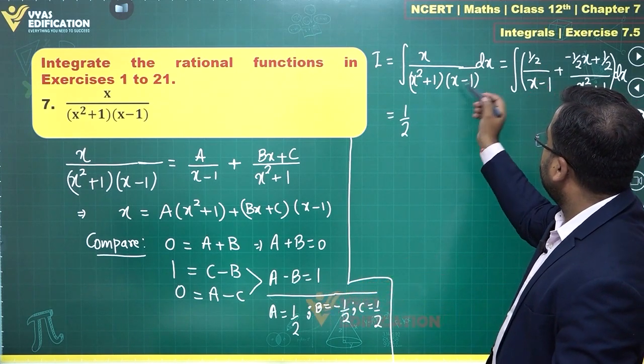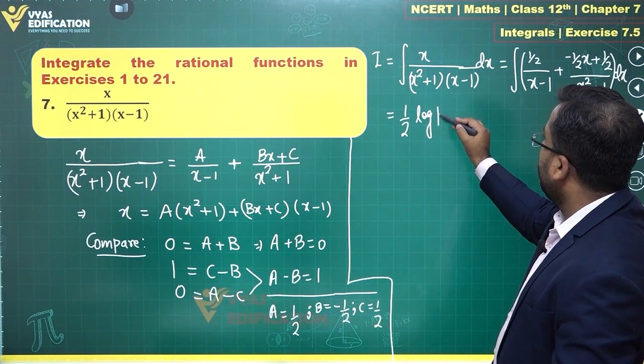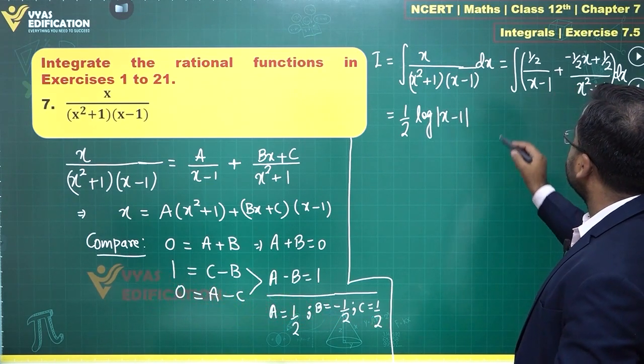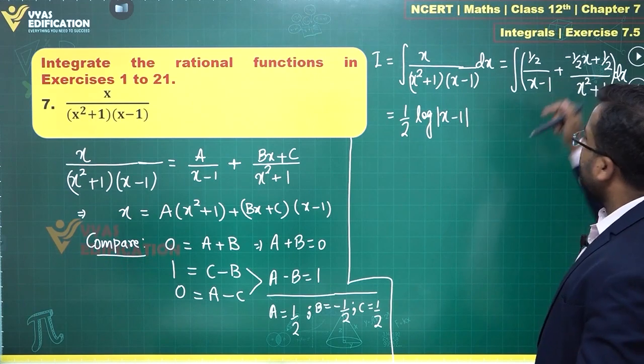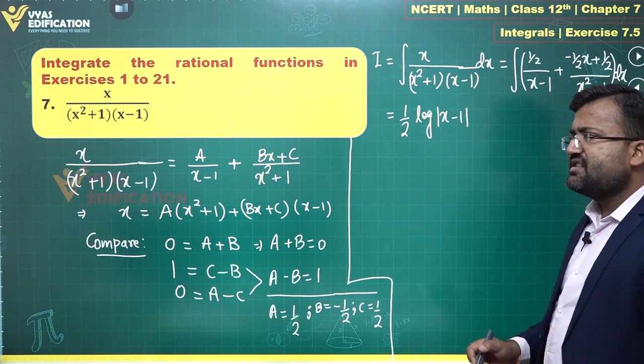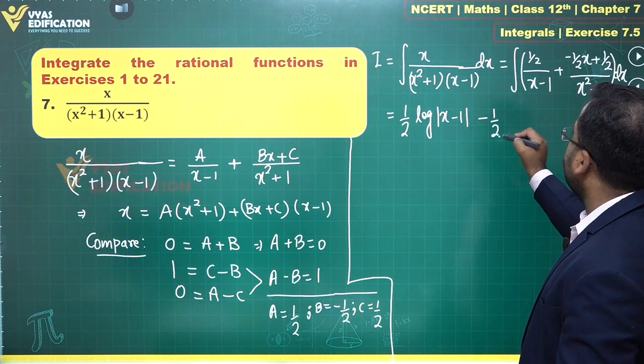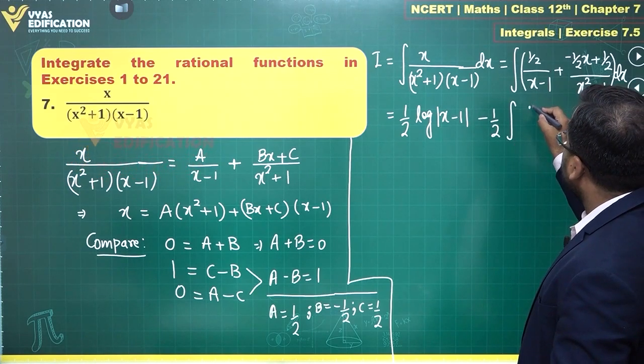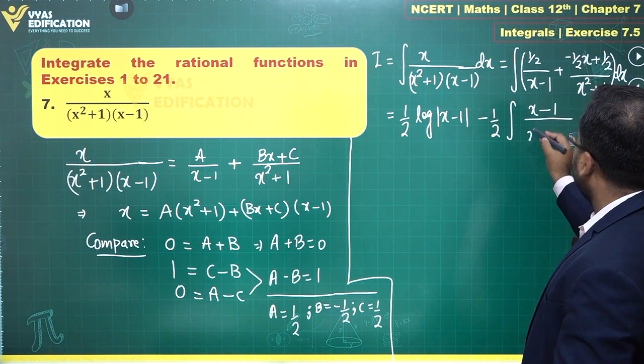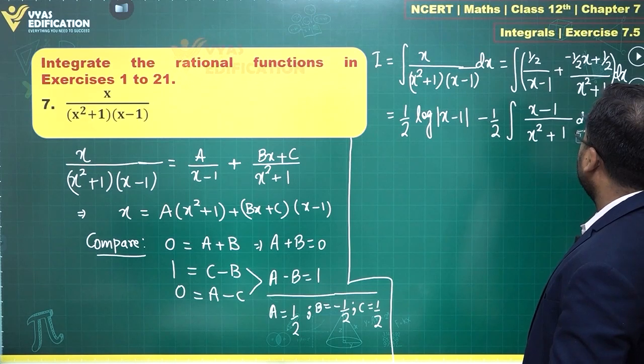Half times this becomes log modulus x minus 1. This integral is very simple. And you can take out a minus half common from here, so it becomes minus half integral of what remains, which is x minus 1 upon x square plus 1 dx.